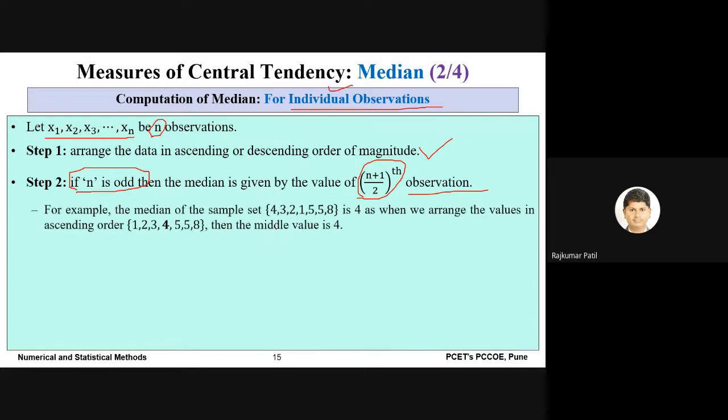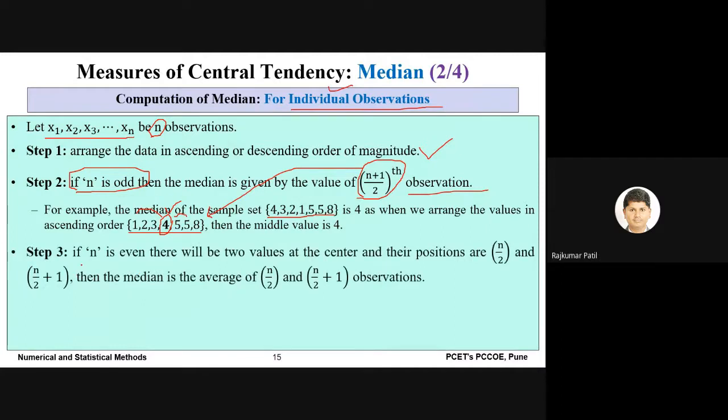For example, these are our observations. So how many data points? 1, 2, 3, 4, 5, 6, 7. So 7 data points are there. We arrange the data points in ascending order. After arranging that, you can see 4 is at the middle. On the left side 3 values, right side 3 values. So it is exactly at the center, so we can call it the median. Or you can apply this formula and you will get the value, that is 4.